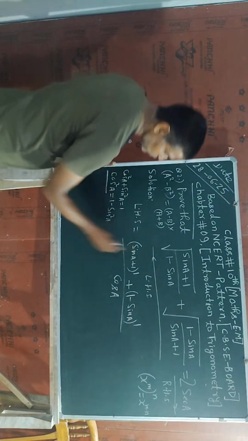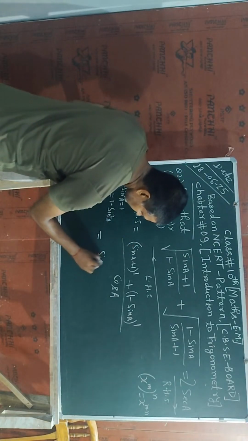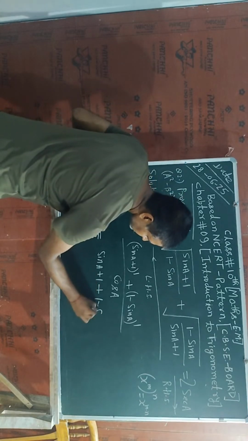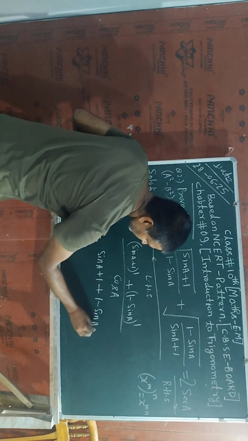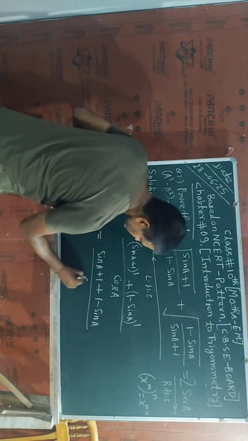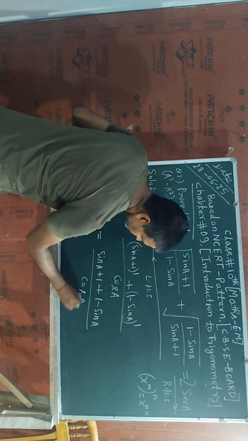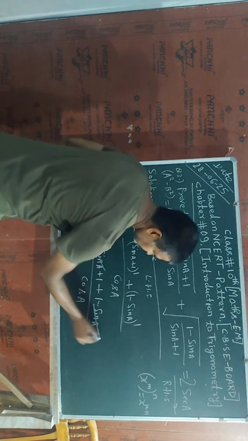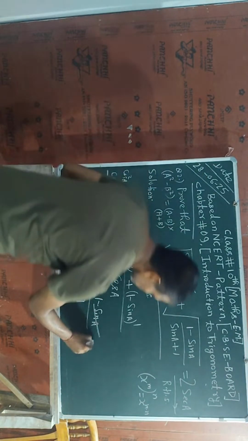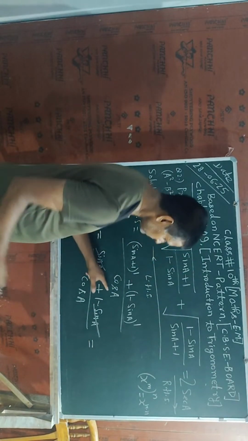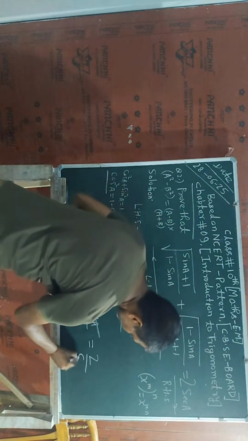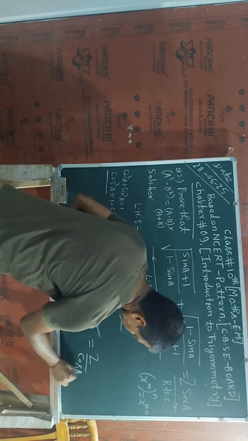Now here I am going to simplify sin A plus 1 plus 1 minus sin A divided by cos A. So again I will simplify. See, here sin A plus and here minus sin A, so it will be cancelled out. So I will write 1 plus 1, that will be 2, divided by cos A. So I can write 2 by cos A.